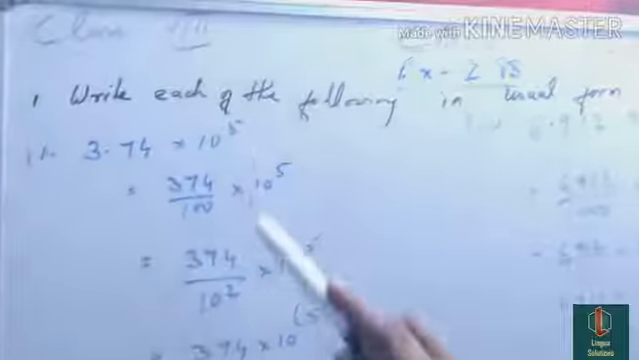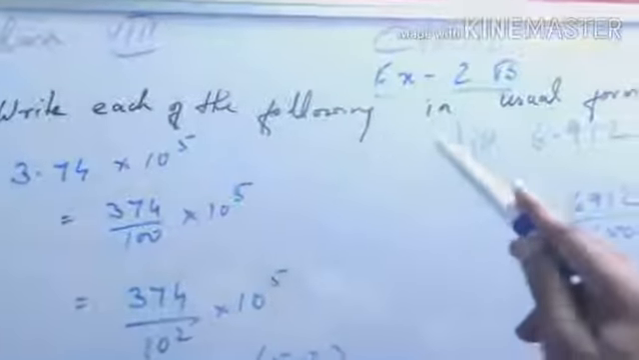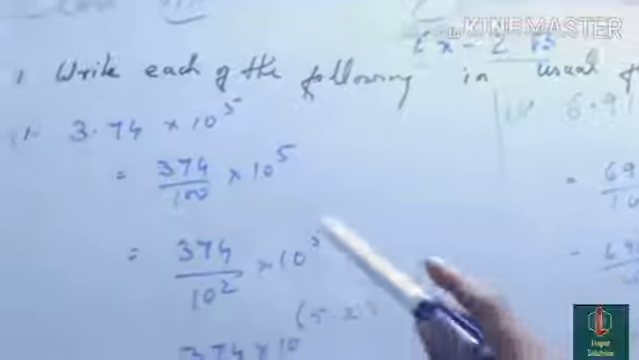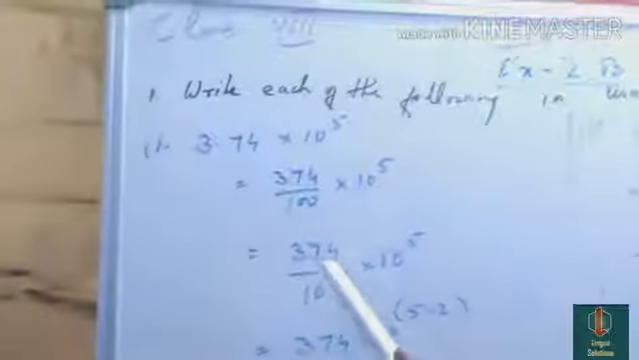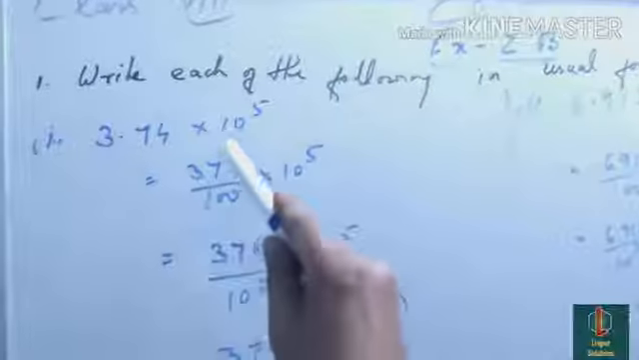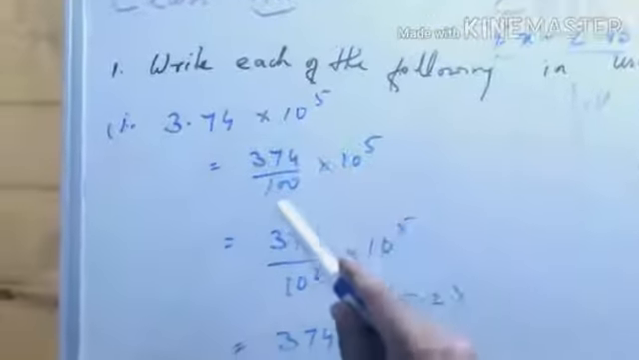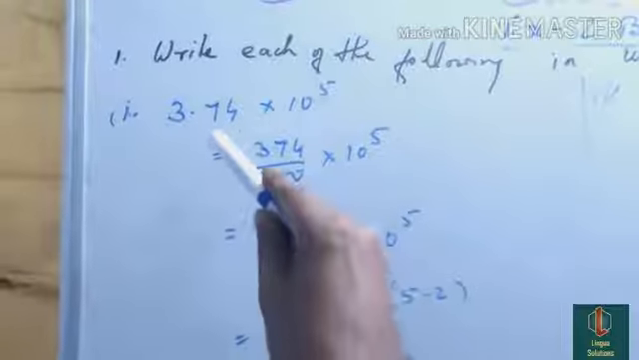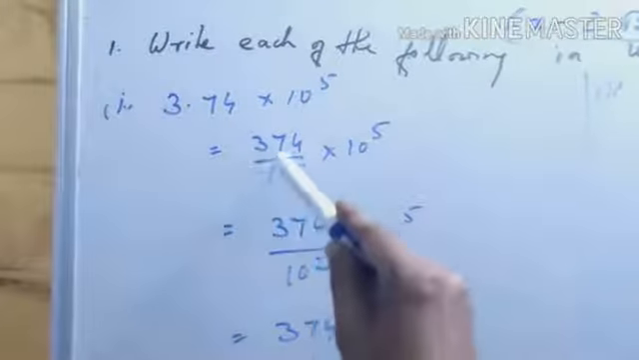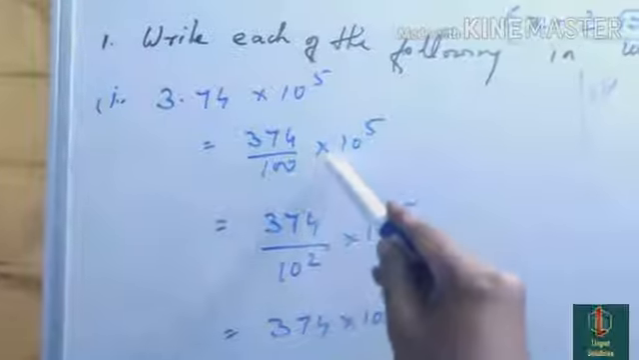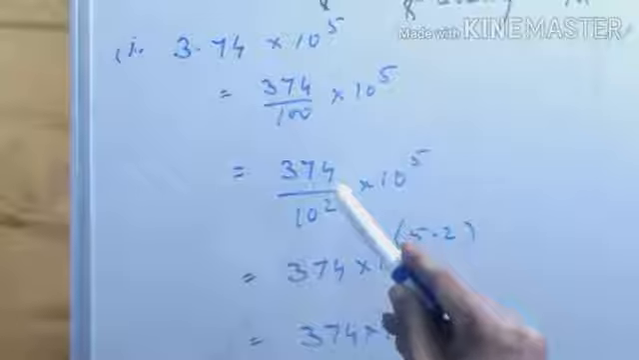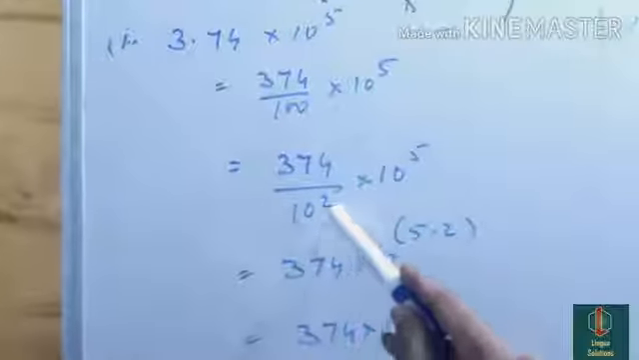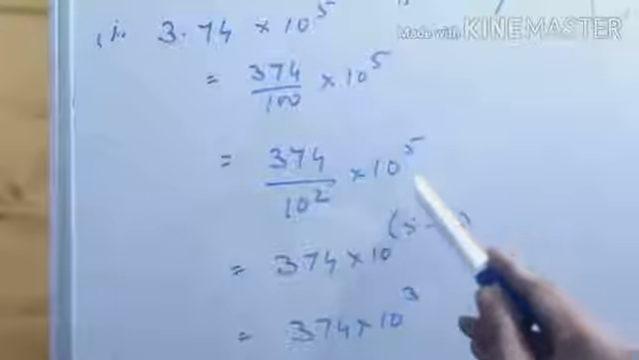Now come to the next one. Here the question is: write each of the following in usual form. It means it is given in standard form, and we have to write it in usual form. First one is 3.74 into 10 to the power 5. First we will remove the decimal. It will become 374 by 100 into 10 to the power 5. That will be 374 by 10 to the power 2 into 10 to the power 5.